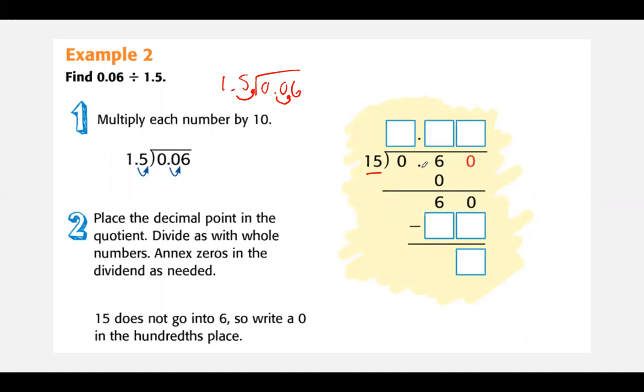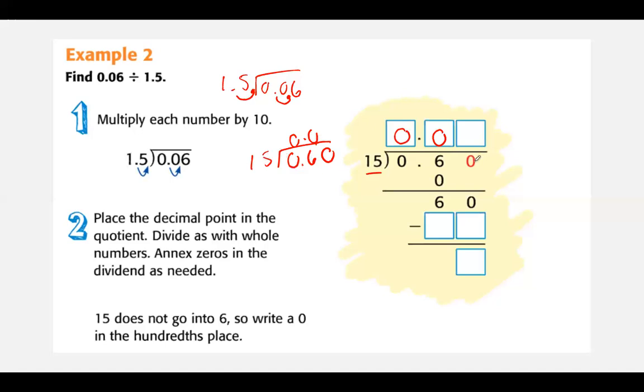Now I have a whole number. We move our decimal point up, and I can say how many times does 15 go into 0? 0 times. How many does 15 go into 6? 0 times. And if you think about it, I don't have enough room because I've got 0 here, I've got 0 here. Now, what do I do? I have to add a 0.